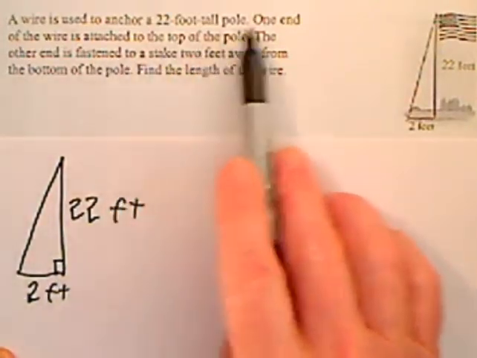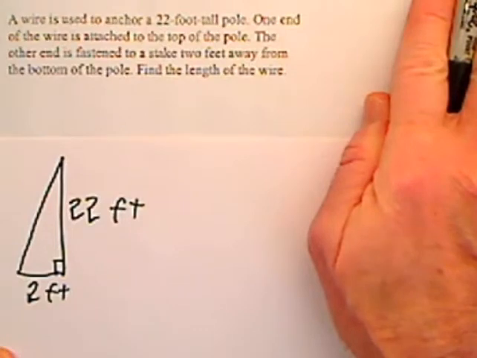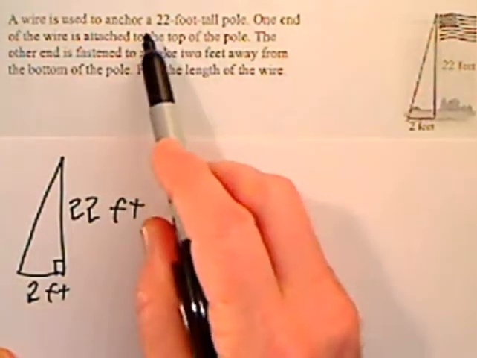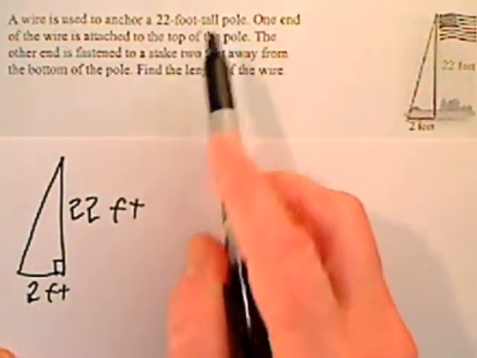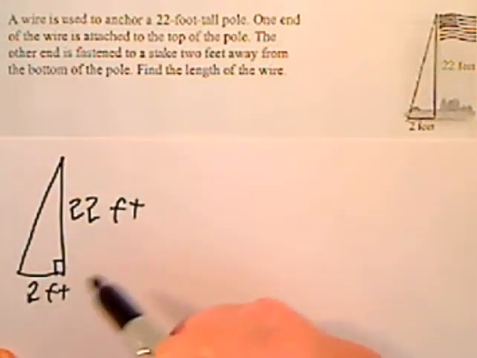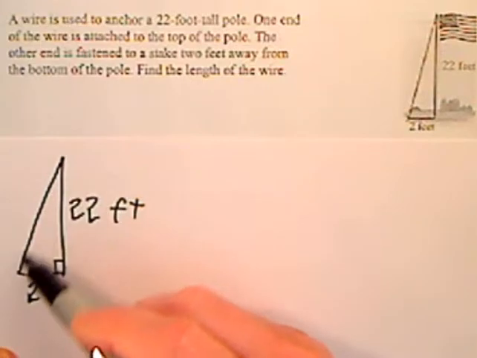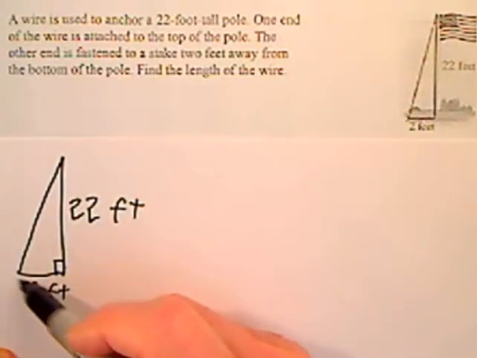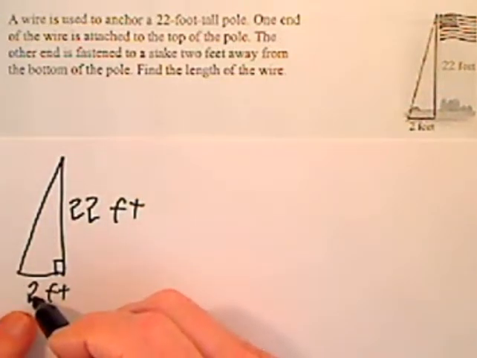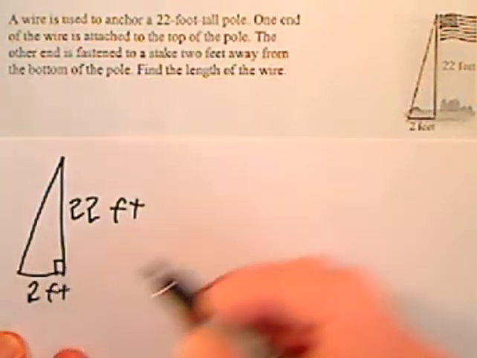Sometimes this is going to be given to you just as a word problem with no picture at all. And they say the pole is 22 feet tall. There's our pole. And then they have a guide wire that's attached 2 feet from the base of the pole. So that's where our 2 feet comes in. But anyway, it's a right angle.